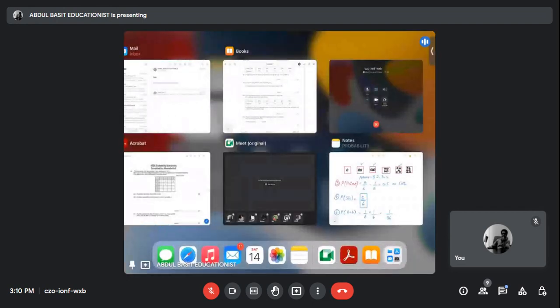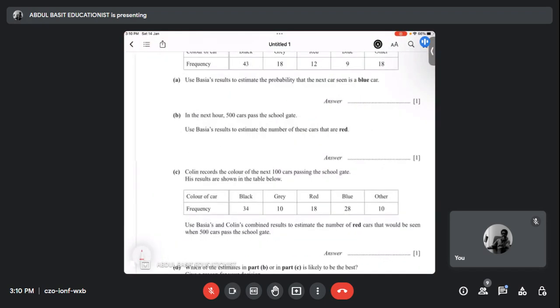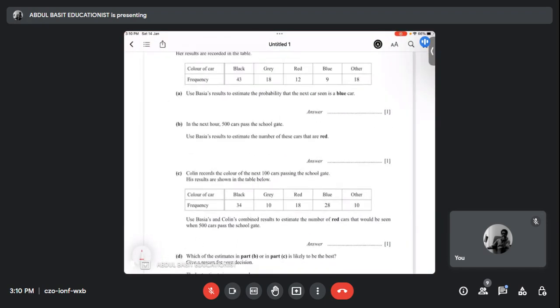Today we are going to see the questions which are part of the Cambridge examination, and as you can see, these questions are taken from the May June 2018 to October November 2019 past papers, O levels 4024.